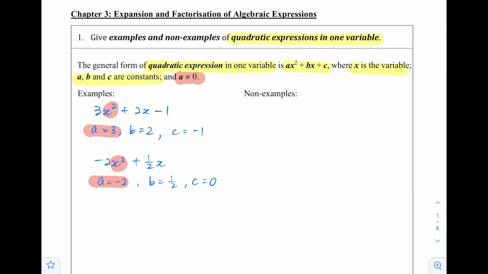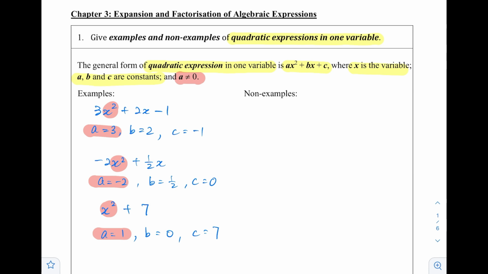Another possible example could be x squared plus 7. In this case, my a would be equal to 1, my b would be 0, and my c would be 7. Again, I can see that my a is equal to 1, so it is not equal to 0, and there is an x squared term, so therefore I have a quadratic expression.